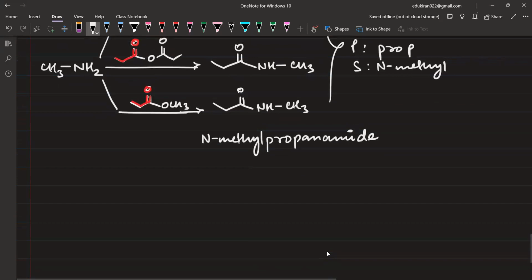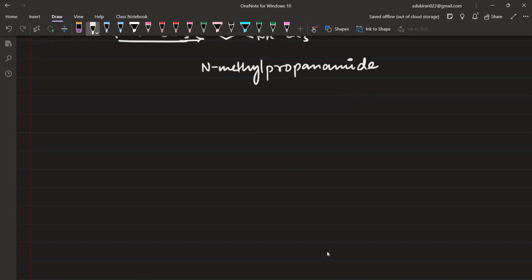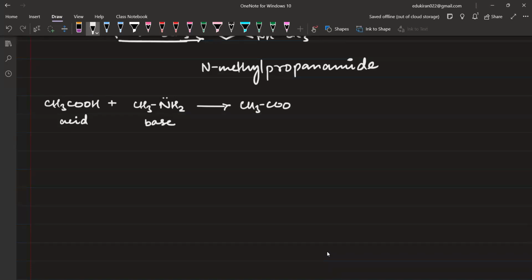One more reaction here is not given in your textbook, but they have asked: what do you think will happen when you react any amine with carboxylic acid? So let us suppose CH3COOH is an acid. You react this with an amine, that is CH3NH2. Now this is obviously an acid, and we have just seen that amines act as a base. So the reaction of these two is going to give you a salt. The hydrogen is going to be abstracted by the nitrogen's lone pair electrons, and you will get CH3COO negative and NH3 positive, which is bonded with CH3.